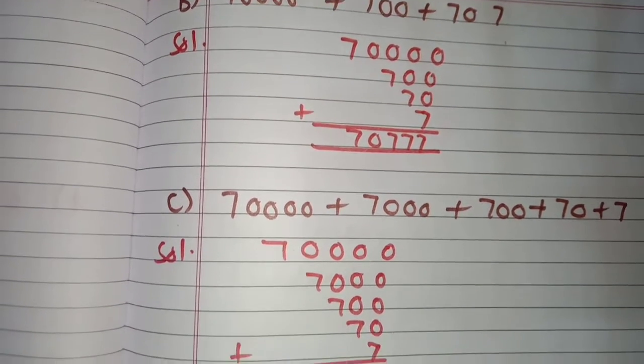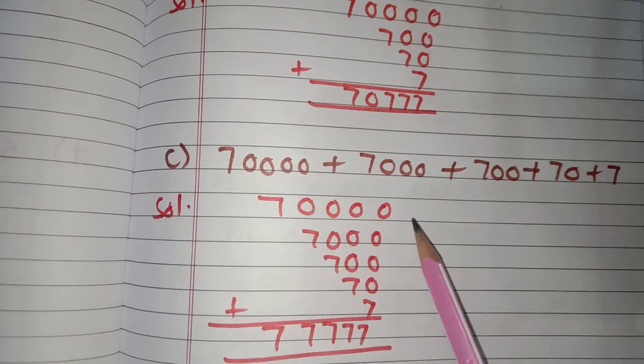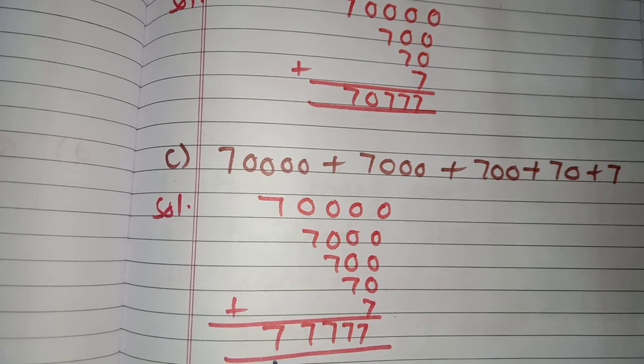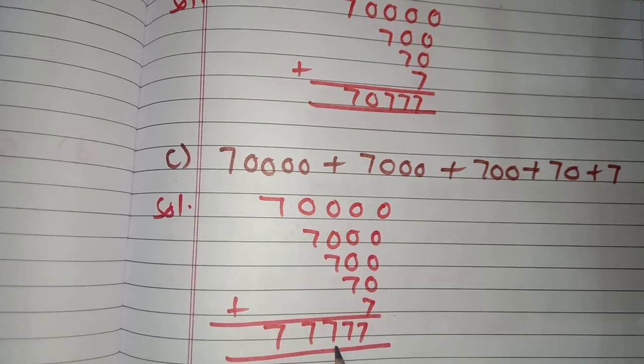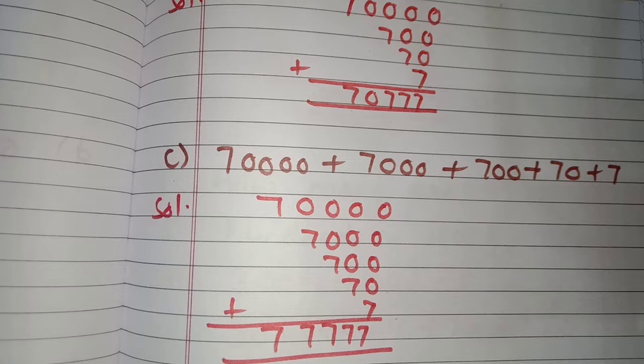So this is also not the correct breakup or correct expanded form. Now let's see the next part, that is part number C. Now here let us write all the values in the expanded form and add them. After adding, we will get 77,777, which is again not equal to the value given in the question. So this is also not the correct breakup of the number which is given in the question.